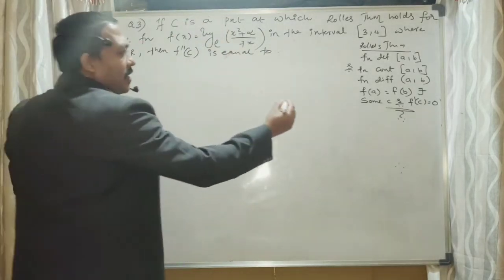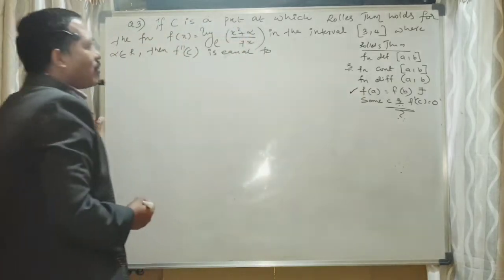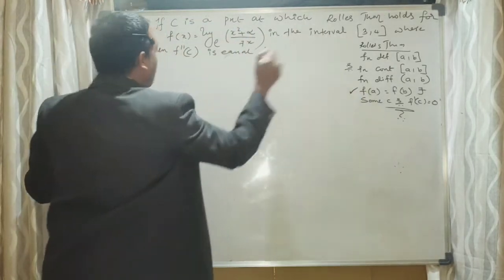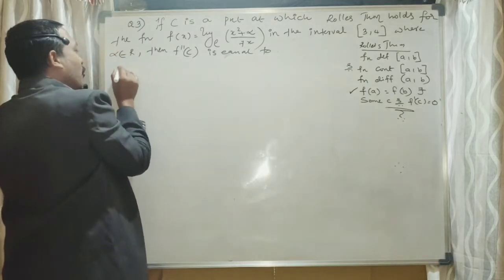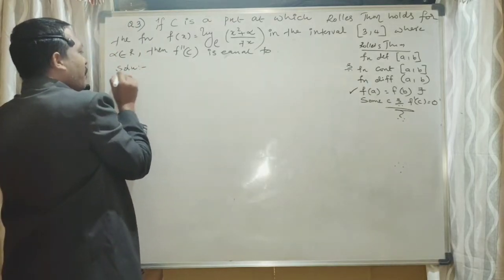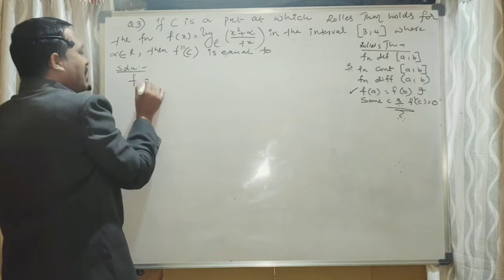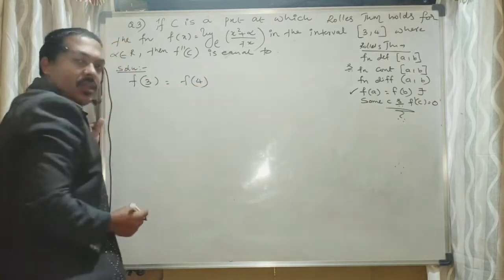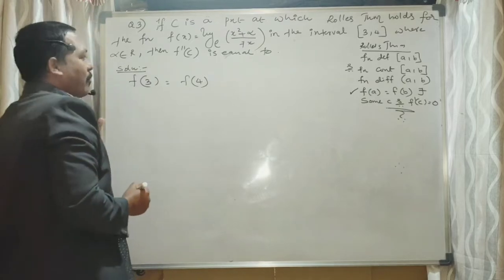We are using this condition here: f of a is equal to f of b. This function holds Rolle's theorem on this interval. So solution is, f of 3 is equal to f of 4.